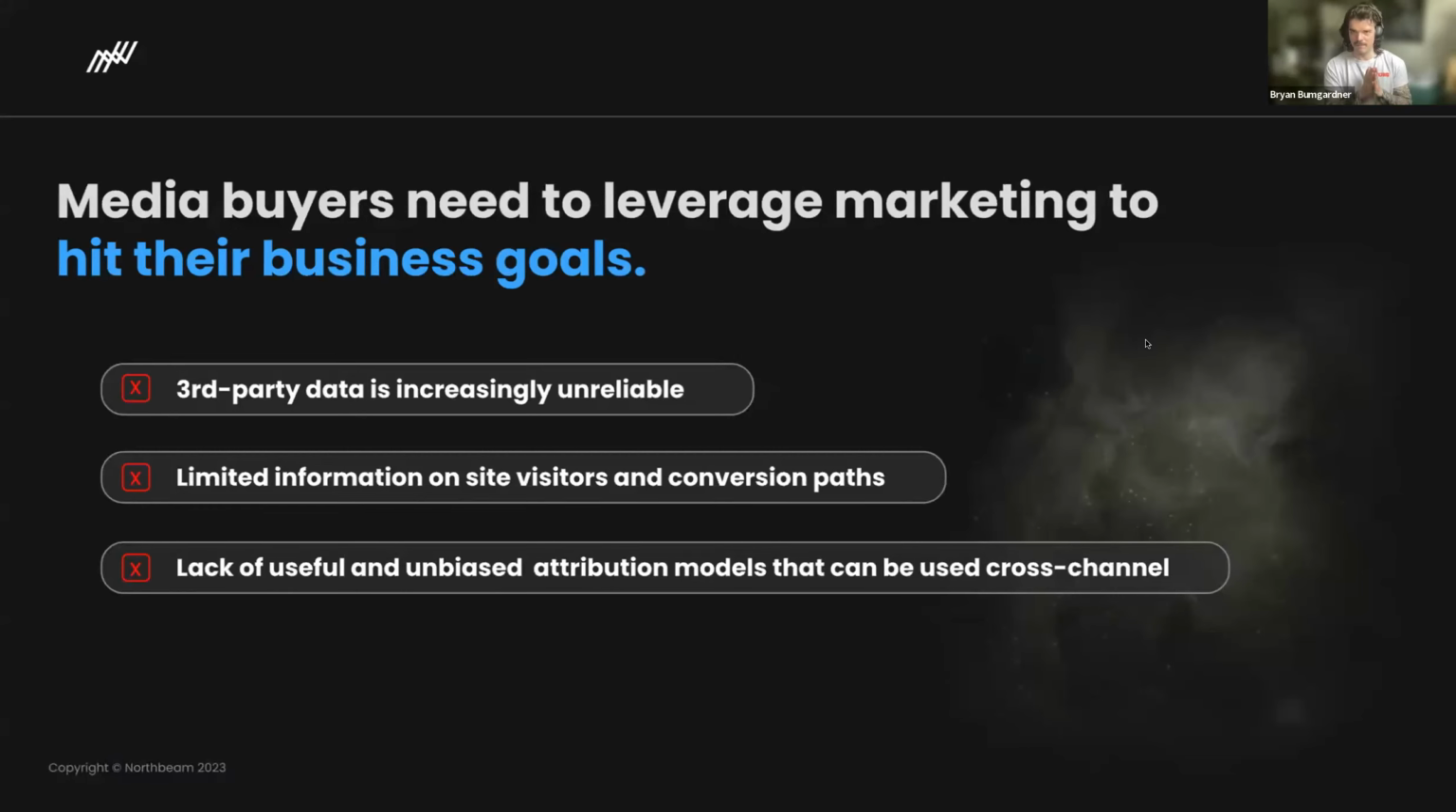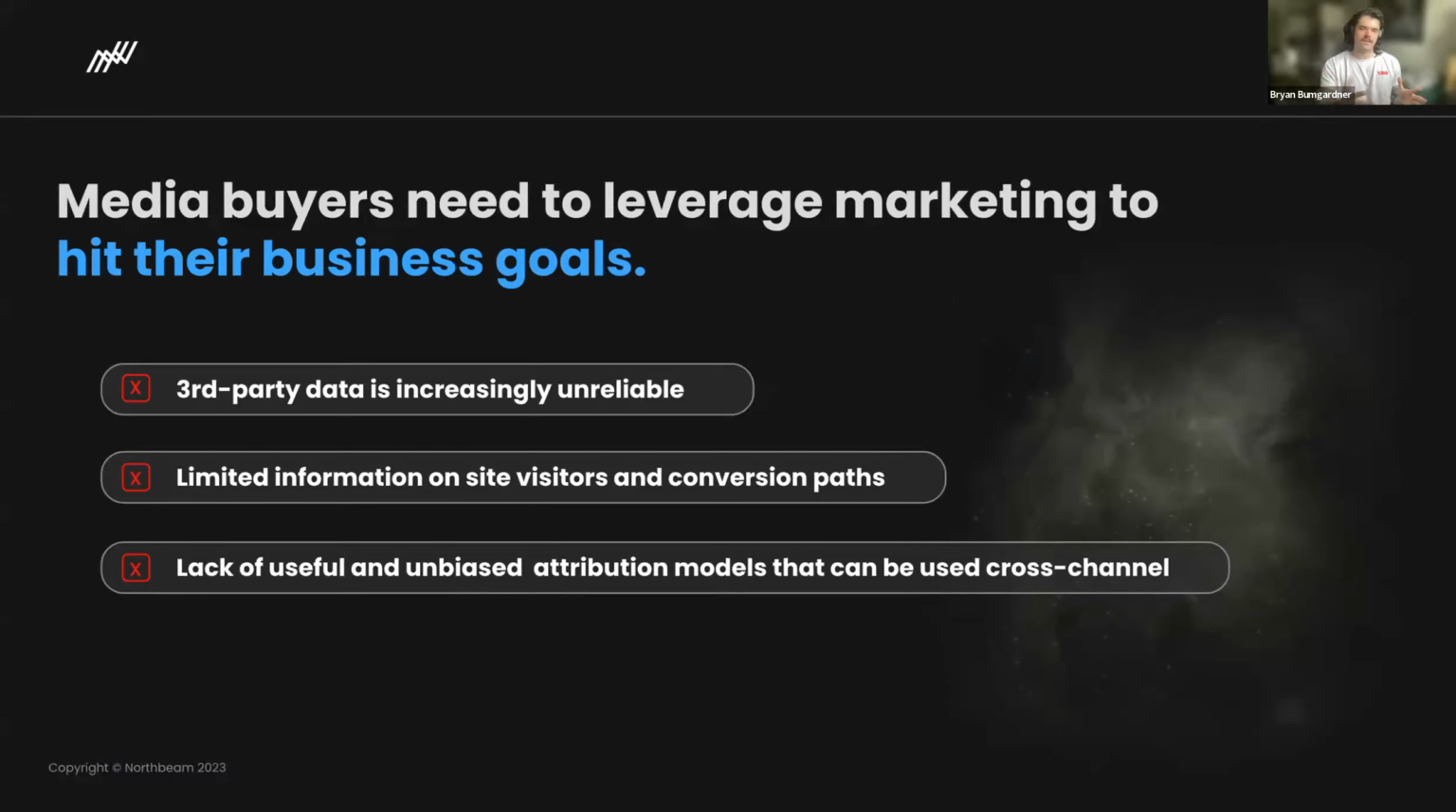I would hope that everybody on this call knows, and if you don't, I'm going to start at the top, that media buyers really need to leverage marketing to hit their business goals. That's what we do here. Third-party data is increasingly unreliable. What I mean by third-party data is platform data you're pulling from other sources. There's all these privacy laws.